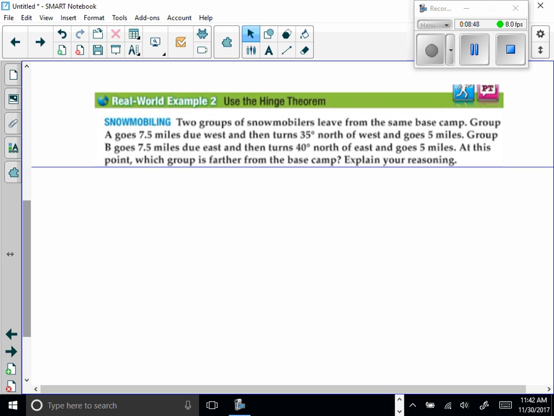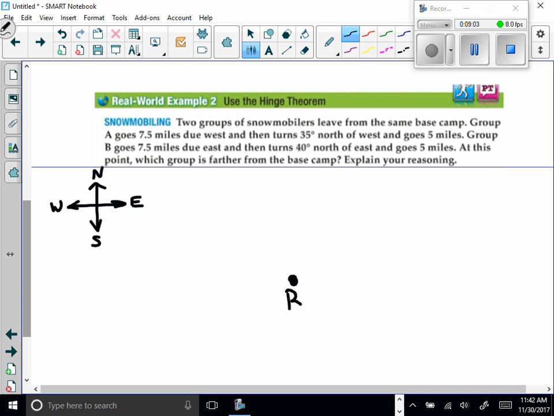So we're going to try to apply the hinge theorem to this based on the picture. You do need to know a little bit about direction here. We have north, south, east, and west, and that's what I'm going to base my picture on. So I have my base camp here. I'll call that B for base camp. Well, I better call it just base here because we have an A group and a B group.